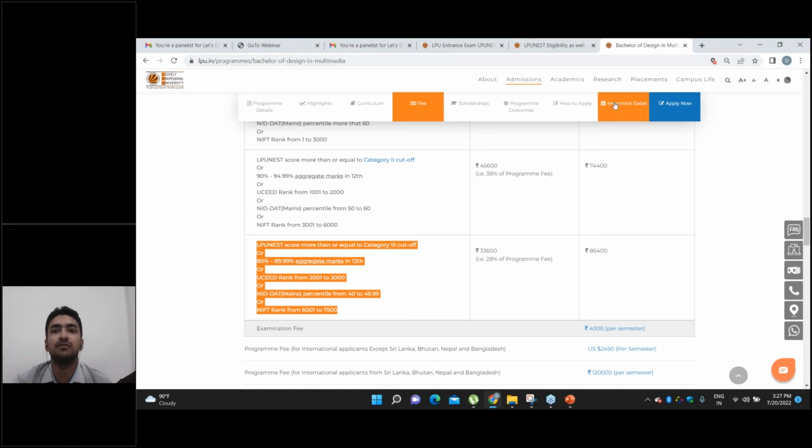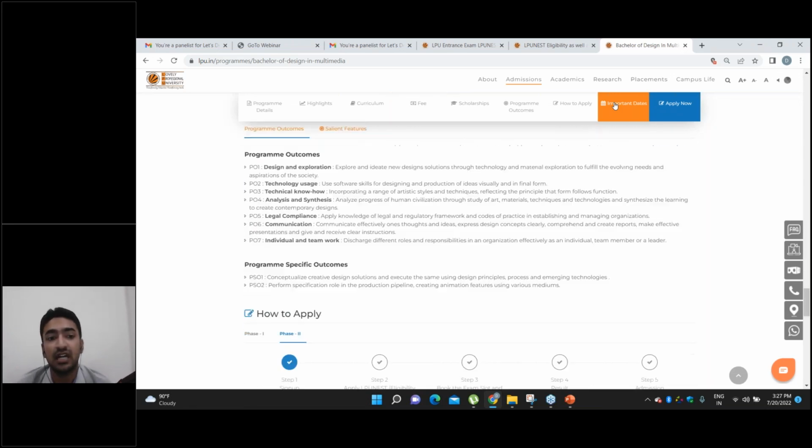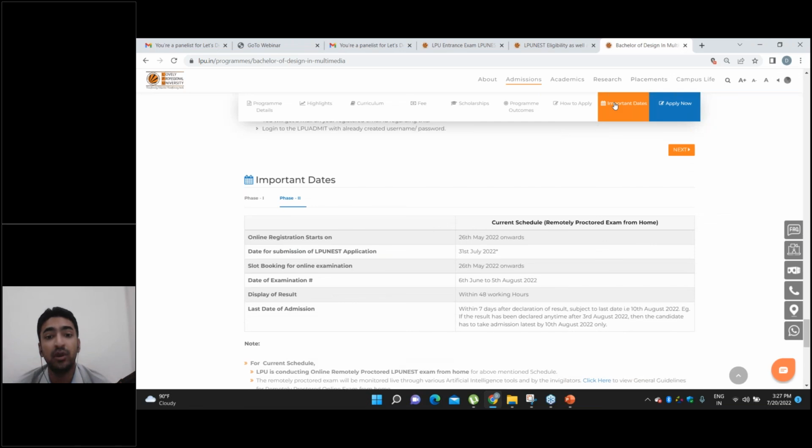Apart from that, we do have important dates that the students must look after. The important dates are to apply for LPU Nest. As I told you, LPU Nest has to be applied. The last day to apply for the LPU Nest examination is 31st of July, and the exam can be given as soon as the student registers for it. The student will select any date to give the examination. The moment the examination is done, the next day the result will come. Display of result will be done within 48 hours, means 2 days will be given for displaying the results.